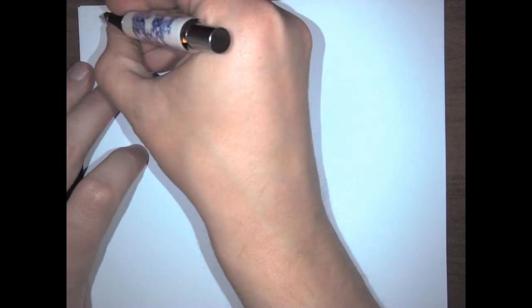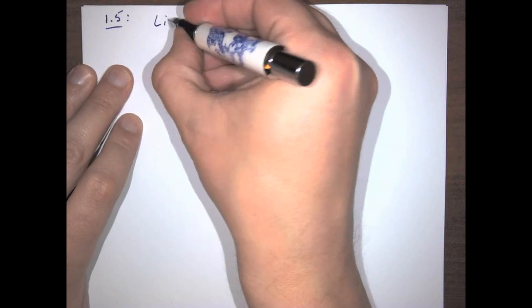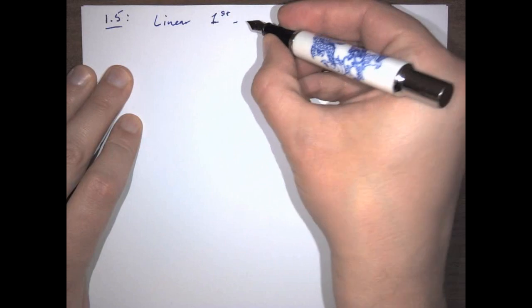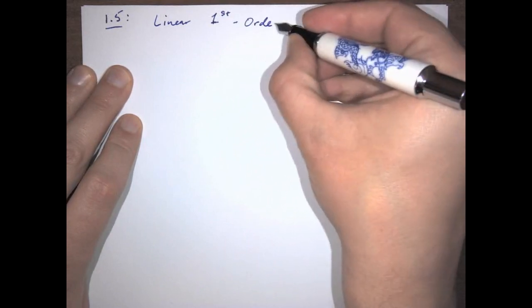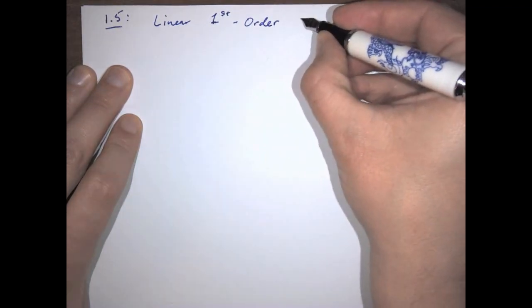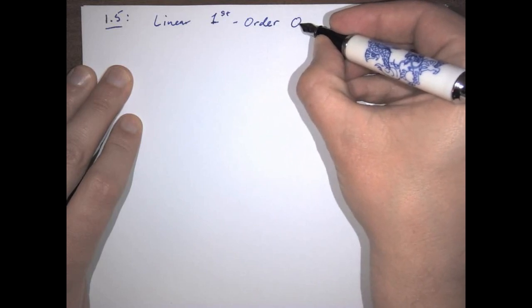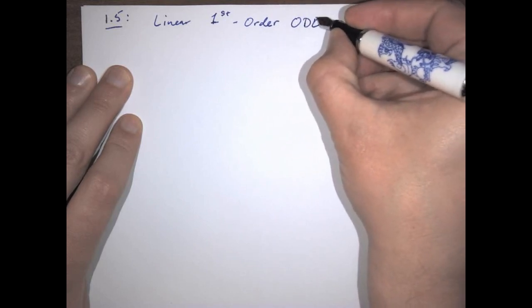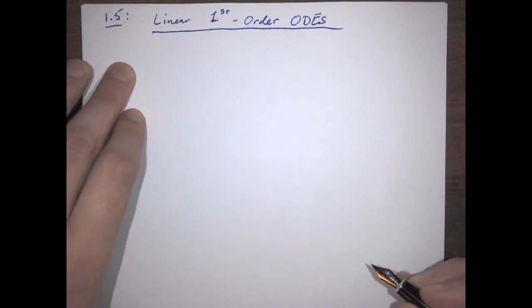So now what we're going to talk about is section 1.5, where we will look at linear first order differential equations. And as always, the differential equations we'll be talking about are ODEs, which means ordinary differential equations, which means no partial derivatives are involved. So, linear first order ODEs.